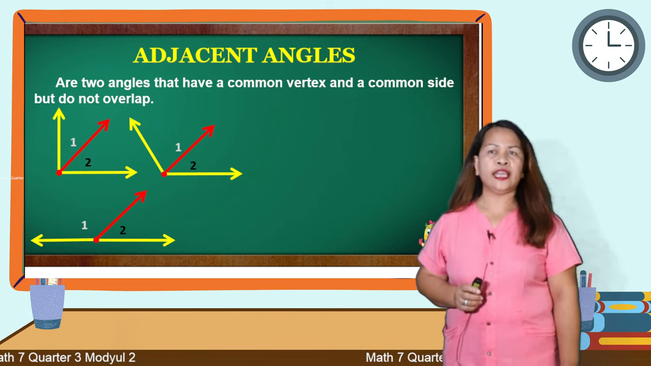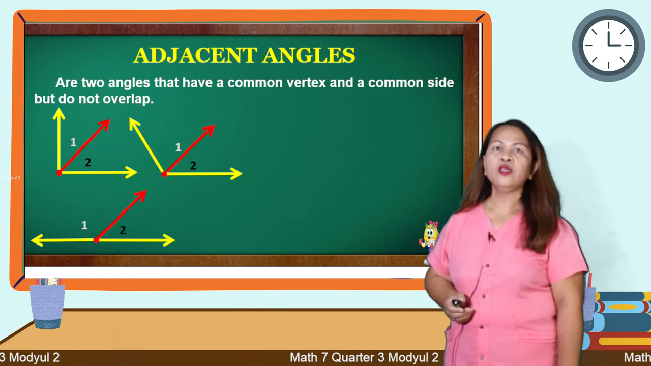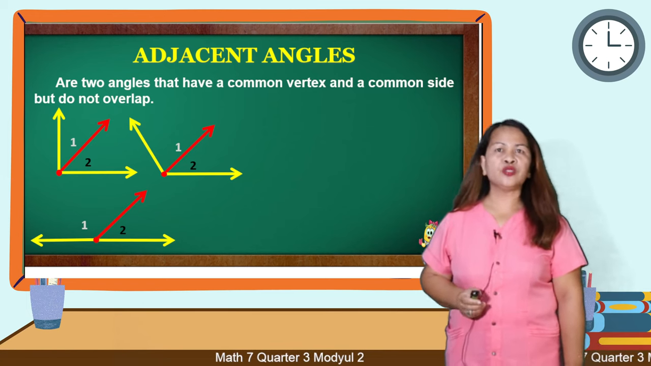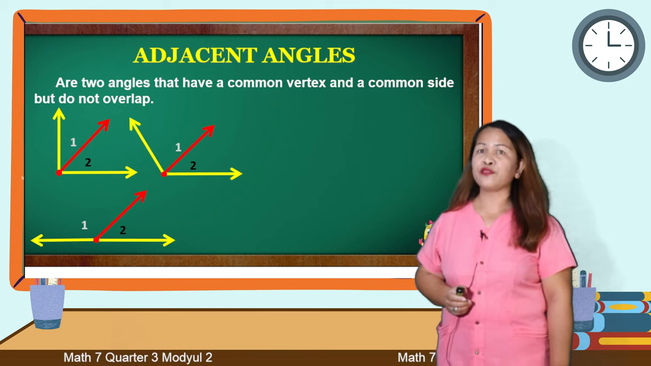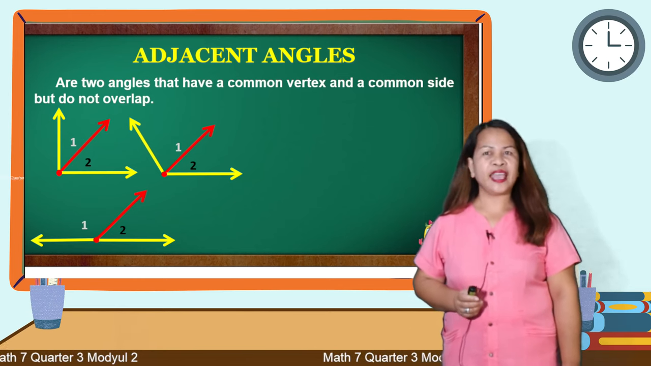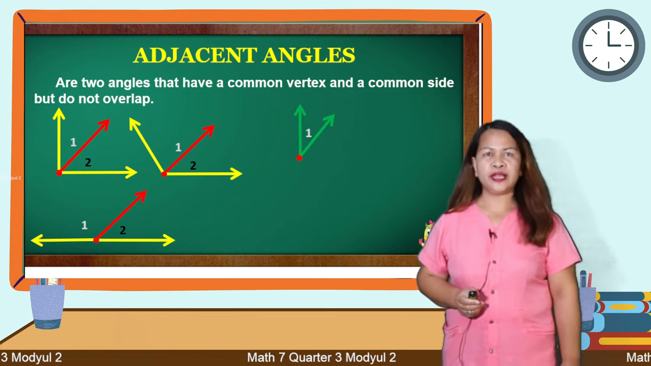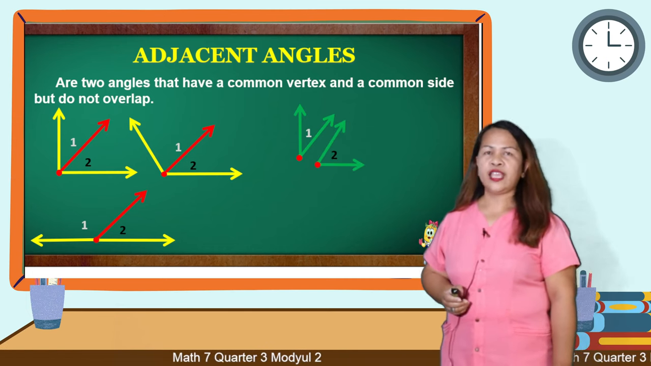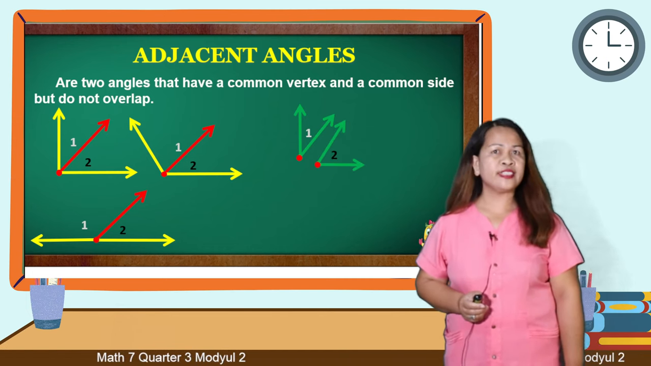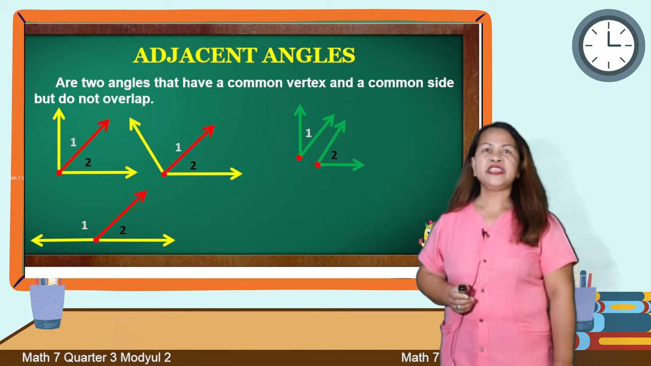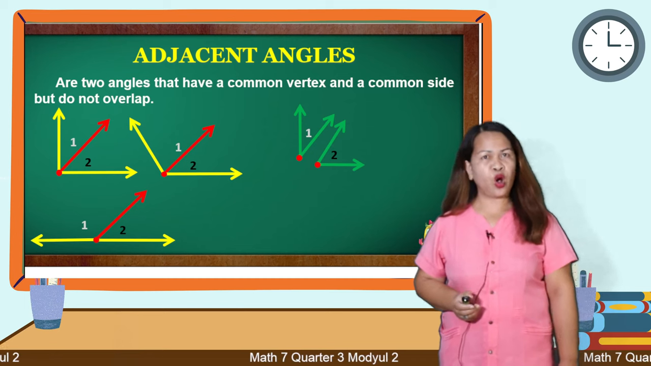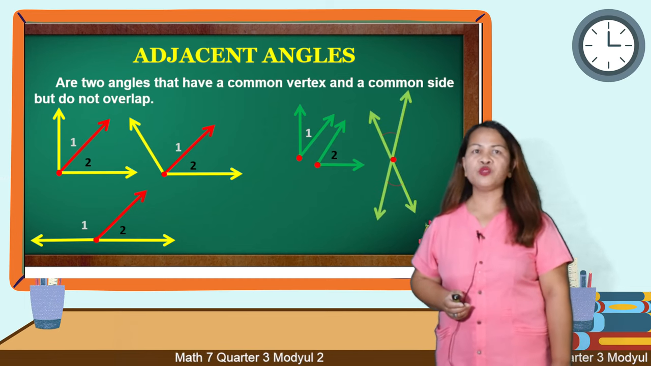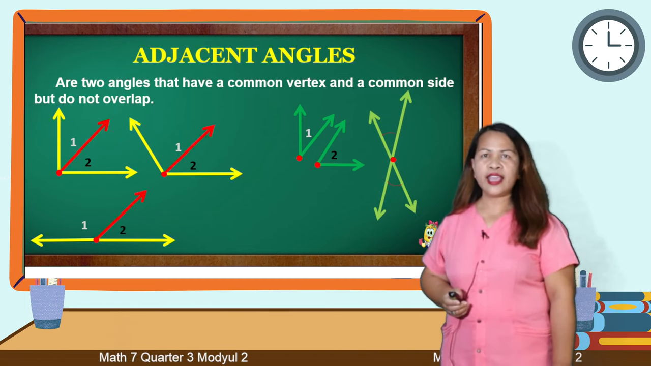Angle 1 and angle 2. In angle 1 and angle 2, they have a common vertex. Yes, they have a common side. Yes. How about this one? Are angle 1 and angle 2 adjacent angles? Definitely no, because they don't have a common vertex. How about this one? Are they adjacent angles?